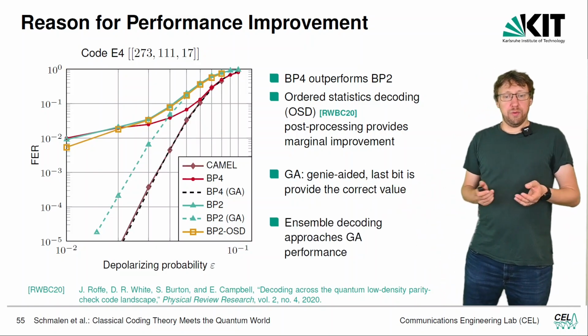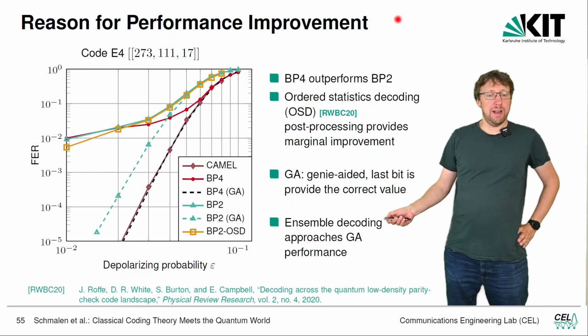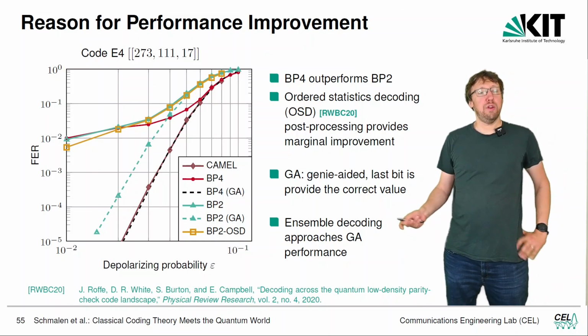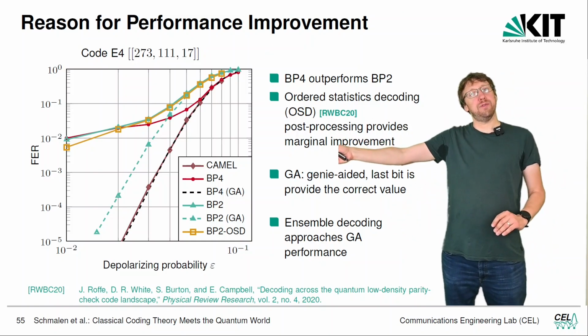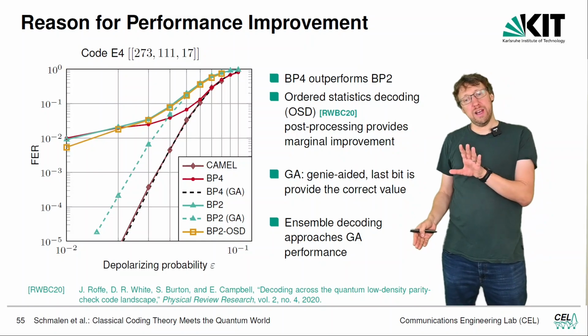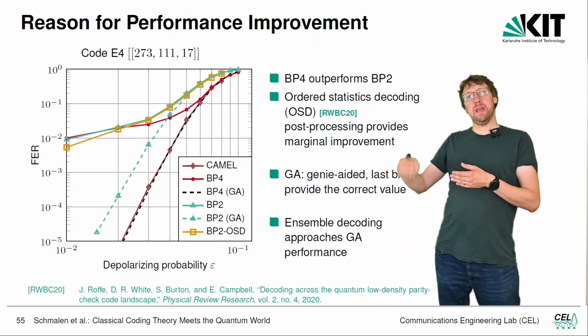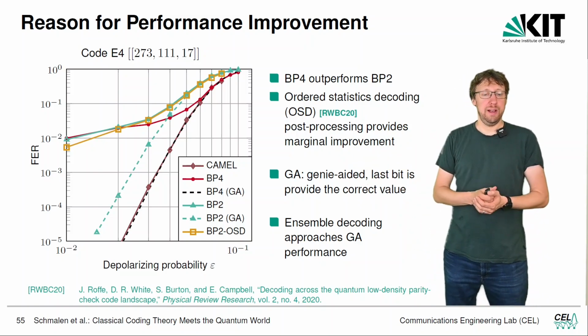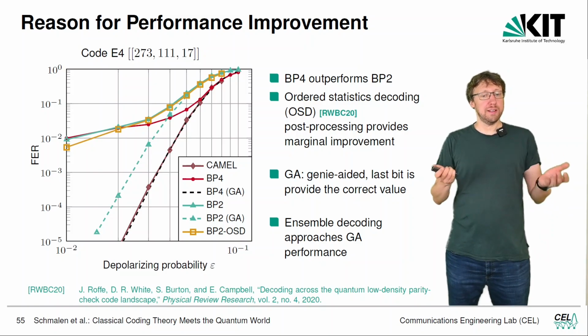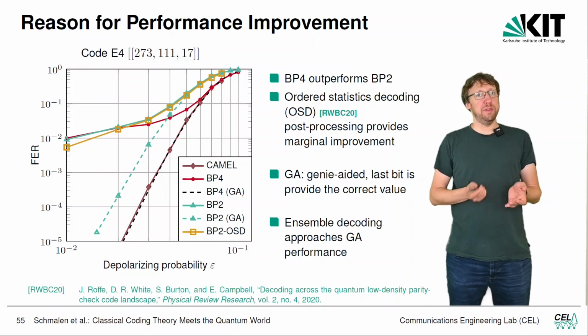And if you use a genie-aided decoder, the performance drops. And now if you use Camel, essentially you get the performance of the genie-aided decoder because you try all the possibilities for the last position. You still don't know which was the correct one, but then by picking the most likely error, you will find the correct one. This is the reason for performance improvement of the Camel scheme.